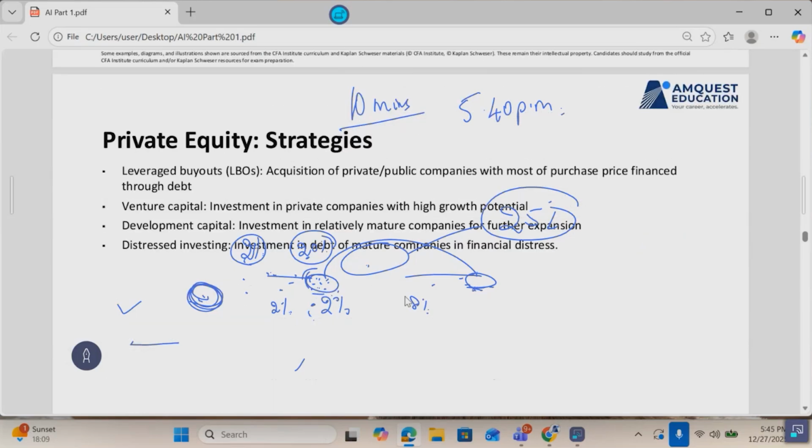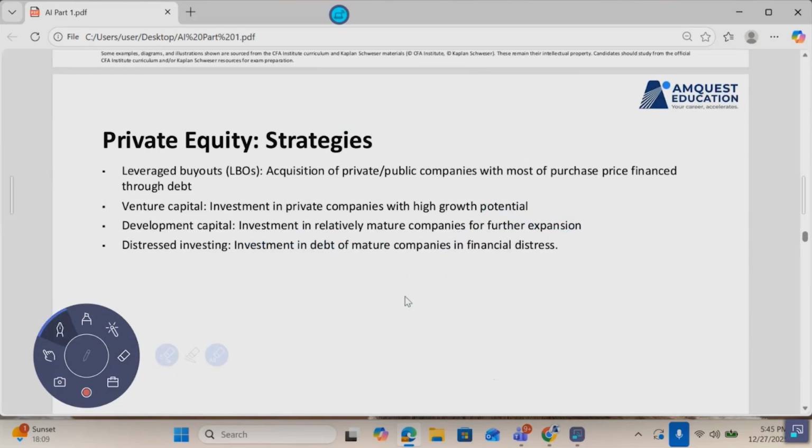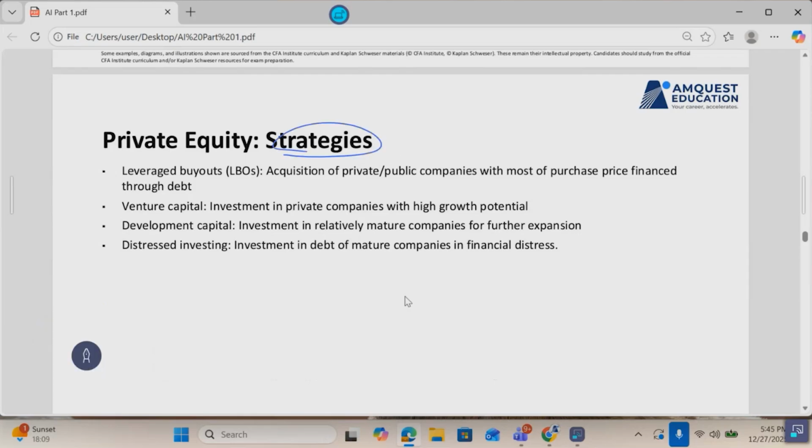Now, when you invest in private equity, okay, the strategies are very different. Normally, you invest through a leverage buyout where you're buying out the company, but you're using debt. Leverage means debt, right? So leverage buyout means use of debt to acquire any private company. Obviously, public companies also can have a buyout, but normally it's used for private companies. Venture capital: VC investors invest in private companies, but they look for high growth. Development potential means we're investing in relatively mature companies that are into development activities.